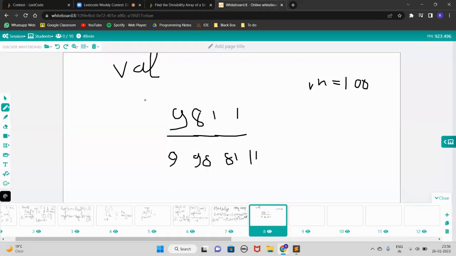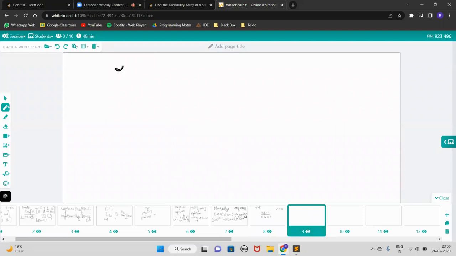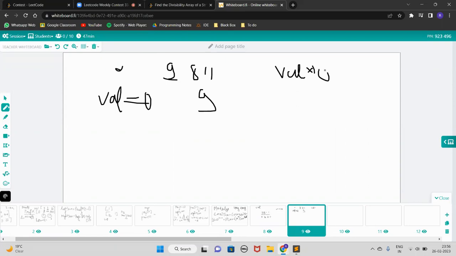Why we are doing it like this is because, let me try to dry run it once for this example. Initially val was 0. Now the digit is 9, so val into 10 plus digit is equal to 9. This way we have got the value for this index. Next time val will be 9 and the digit will be 8. So 9 into 10 plus digit 8 is equal to 98.